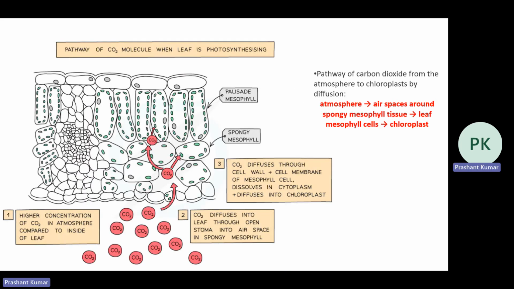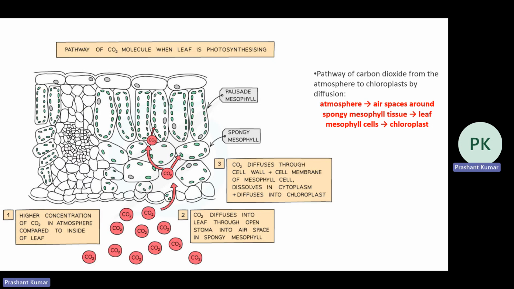This shows how the CO2 goes into the leaf. You can see the higher concentration of CO2 is in the atmosphere because we are respiring, we are producing CO2. So obviously there will be more CO2 in the atmosphere. Not only humans, all the animals, plants and industries release CO2. It will go into the stomata by the process of diffusion into the leaf through open stomata into air spaces in the spongy cells. Then CO2 will diffuse through the cell wall and go into the mesophyll cells for photosynthesis.